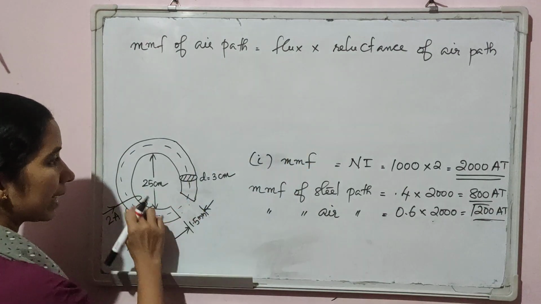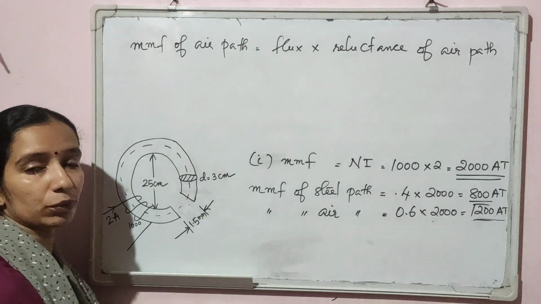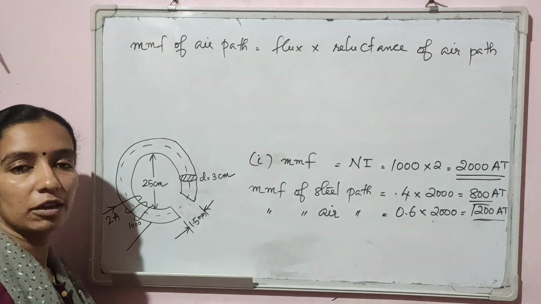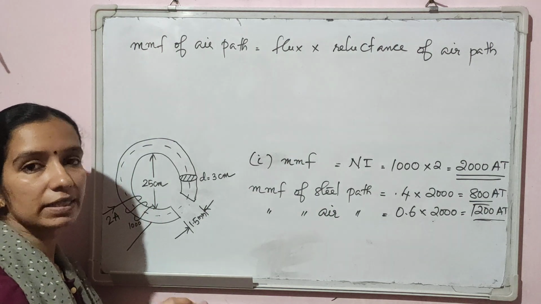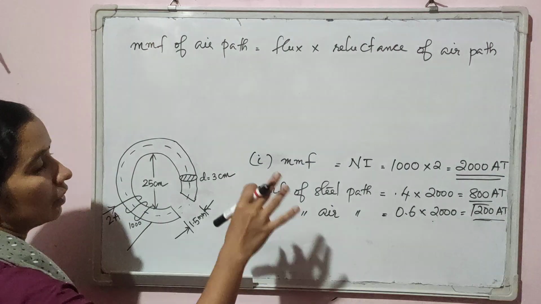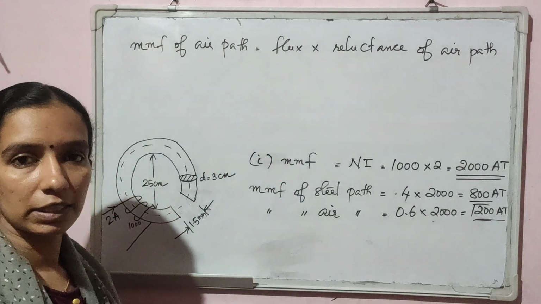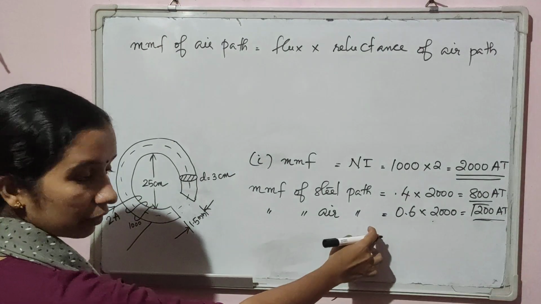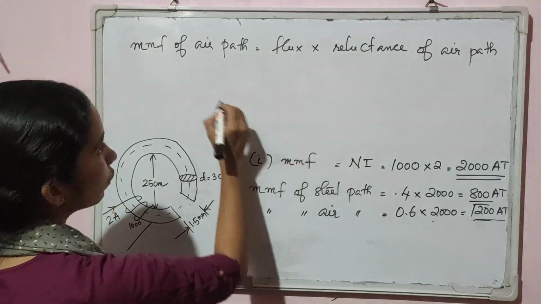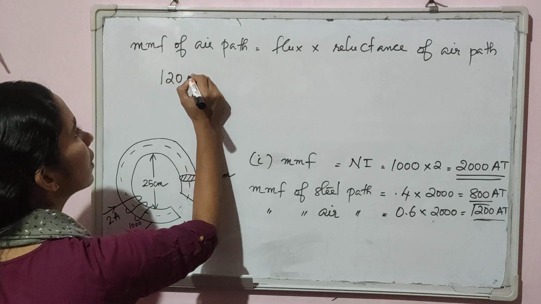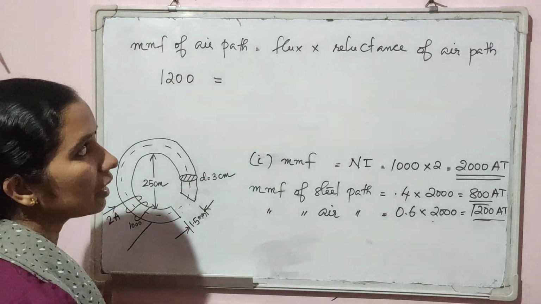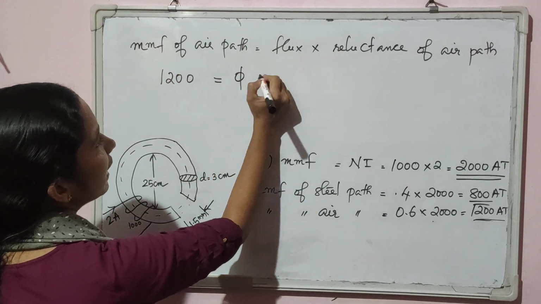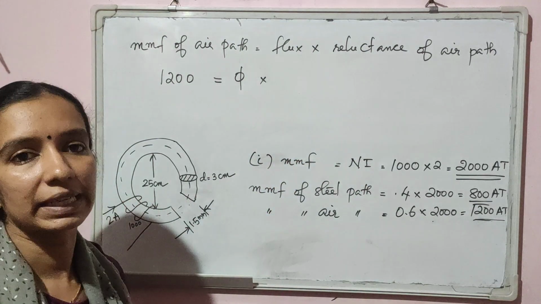Flux will be the same in the entire circuit. For a series magnetic circuit, the flux linking with the entire circuit is the same, so we can denote that flux as phi. The MMF of the air path, which we have calculated, is 1200 ampere turns. So 1200 is equal to the flux phi into reluctance of air gap.